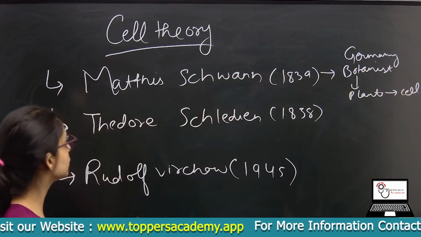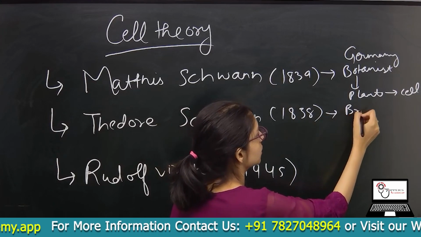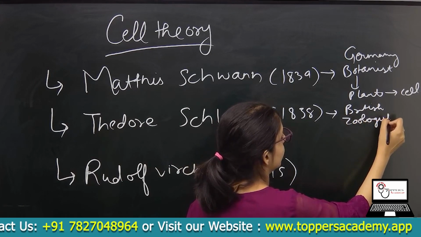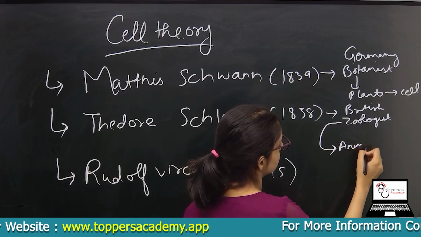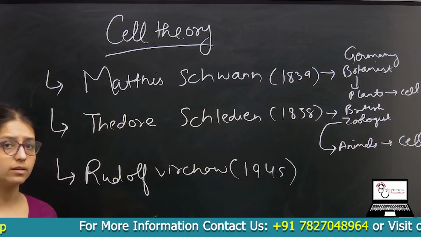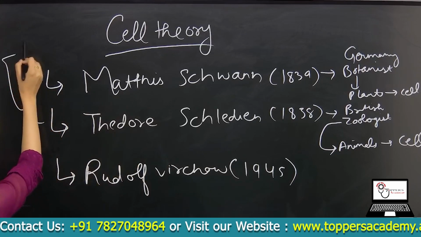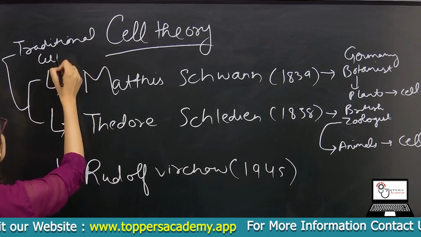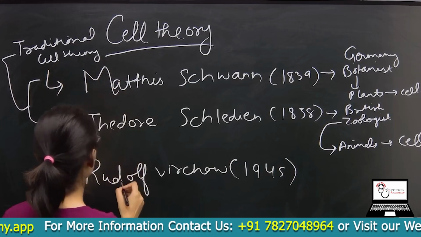Another scientist, Theodor Schwann, was the zoologist, a British zoologist. What did he do? He said all the animals are made up of cells, but they did not say where the cell arises from. So they gave the traditional cell theory, which is not accepted by anyone. In the 1850s, another scientist came, Rudolf Virchow.